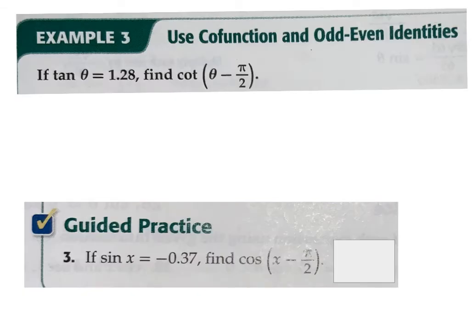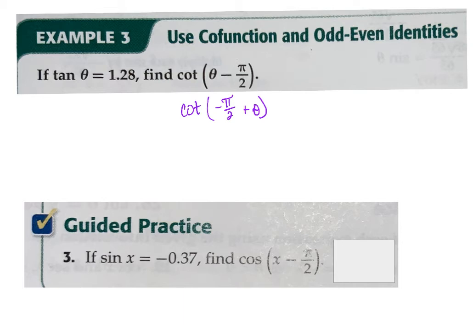Let's look at an example of how we use these. Use cofunction and odd even identities. It says, if the tangent of theta is 1.28, find the cotangent of theta minus pi over 2. My cofunction identities are not the angle minus pi over 2. It's pi over 2 minus the angle, correct? Yes? So I'm going to rewrite this. I'm going to say cotangent of negative pi over 2 plus theta. Okay? So far, so good.